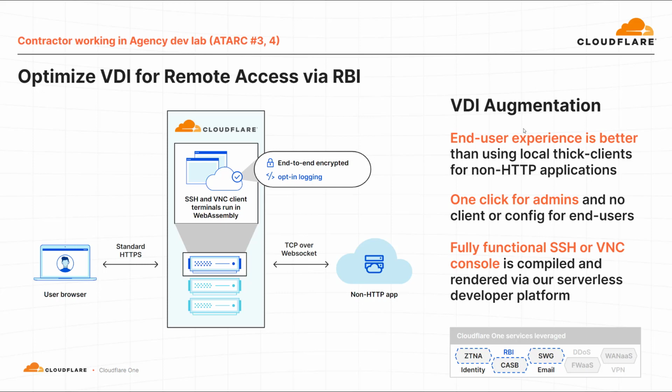For a contractor working in an agency dev lab, we can render non-web applications like SSH and VNC through our tunnel, and then make those available via a hostname, like we've done with the other self-hosted applications. In addition, if you're not comfortable exposing a critical resource publicly, you can still provide zero trust rules on top of applications that exist only in a private IP space. So let's take a look at the end user experience for both of those options, and then dive into the behind-the-scenes logic to see how it works.